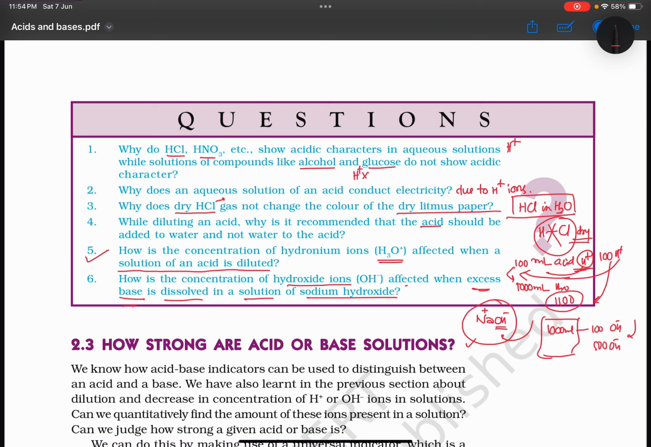Question number 5, concentrated to dilute. Question number 6, dilute to concentrated.